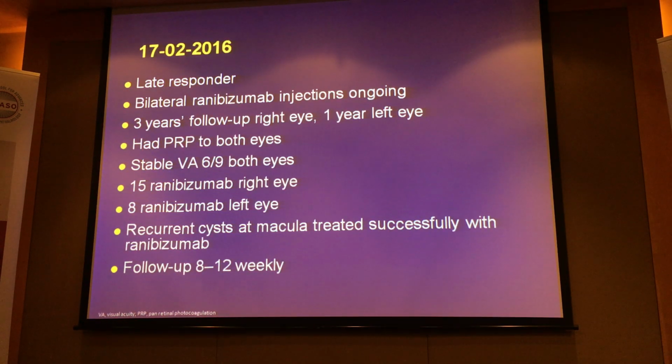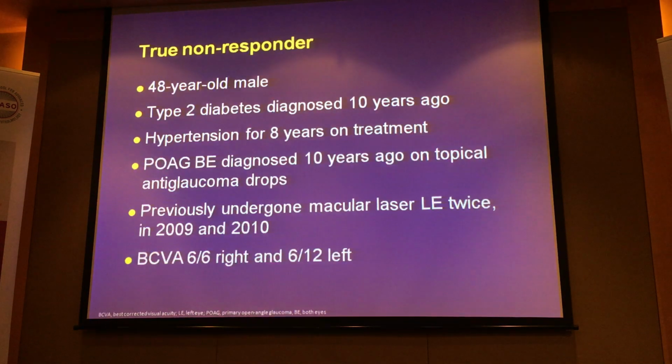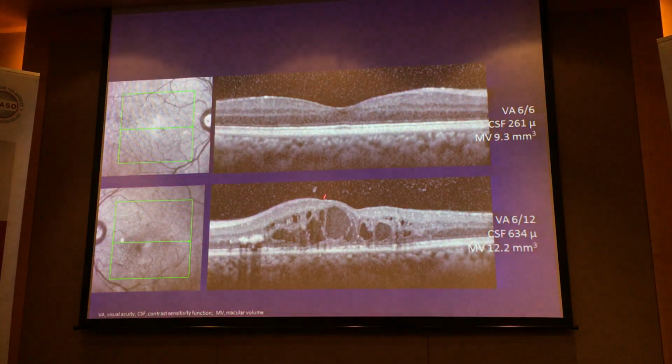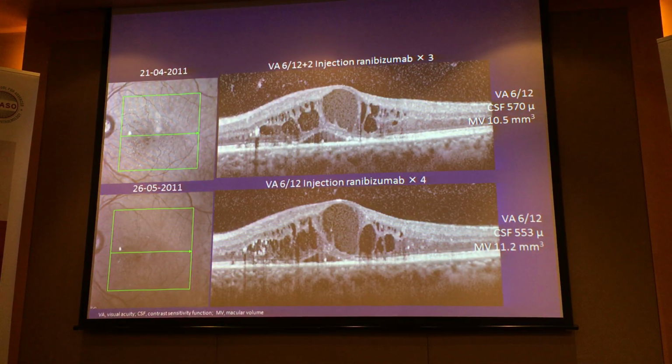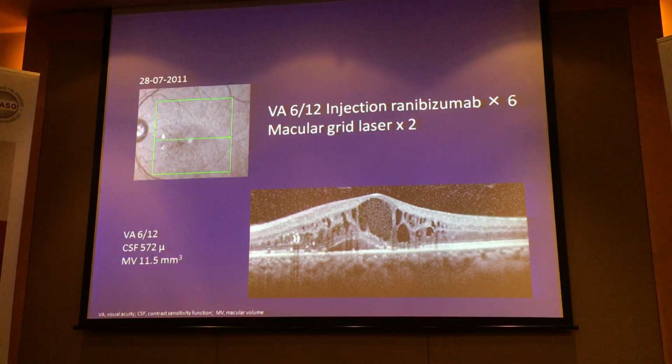If you look at protocol I and protocol T, from 1 month to 2 months, 2 months to 4 months, 4 months to 8 months, you can double the follow-up. But in these patients, you can't. And then a true non-responder, which is actually quite rare. 48-year-old male, significant macular edema in the left eye, 6/12 vision, 1 injection, 2 injections, doesn't seem to have any effect whatsoever. 3 and 4 and 6, then we add laser according to protocol I.